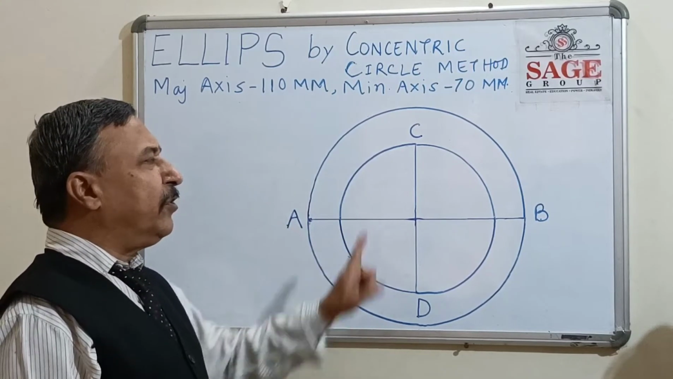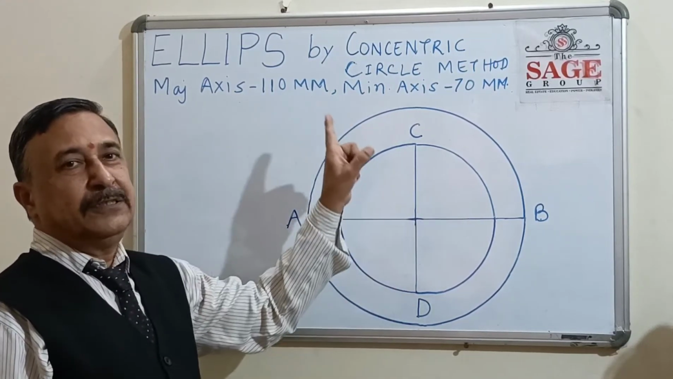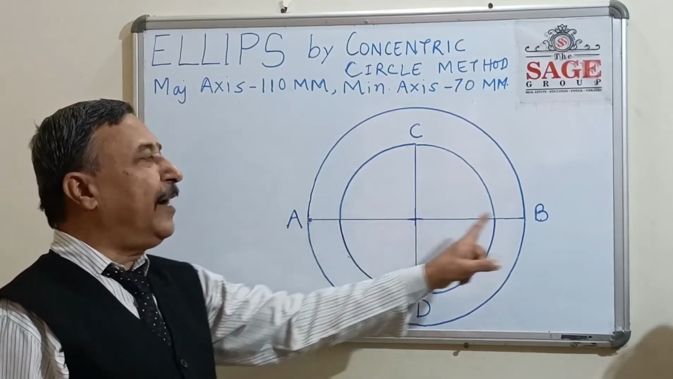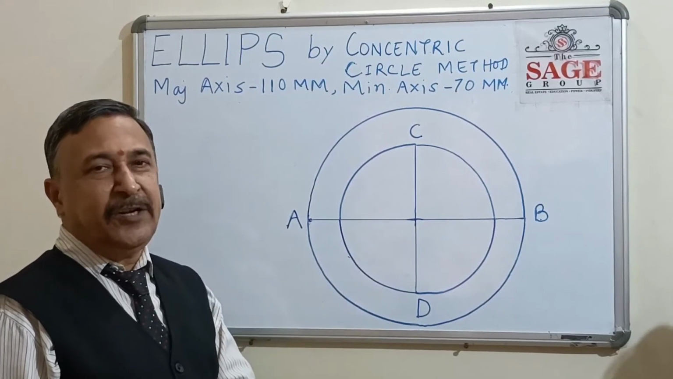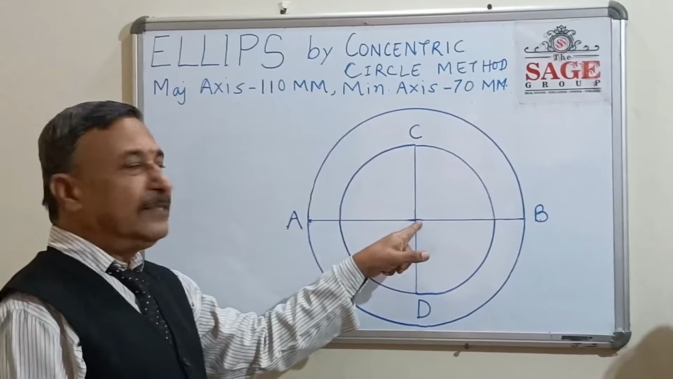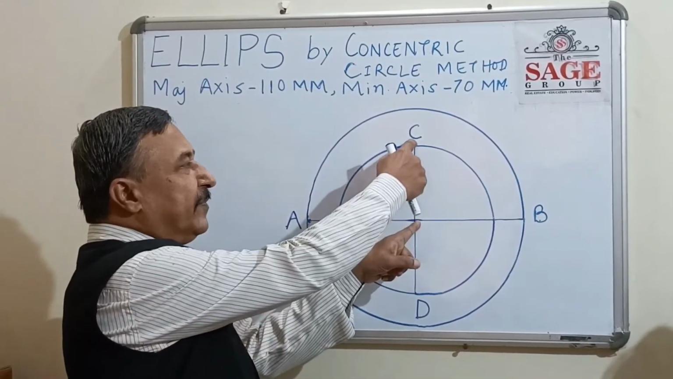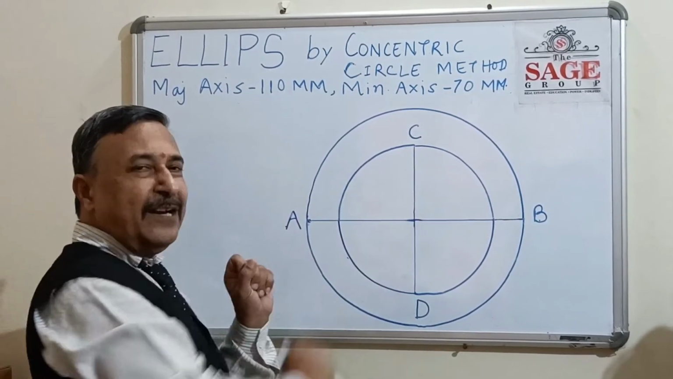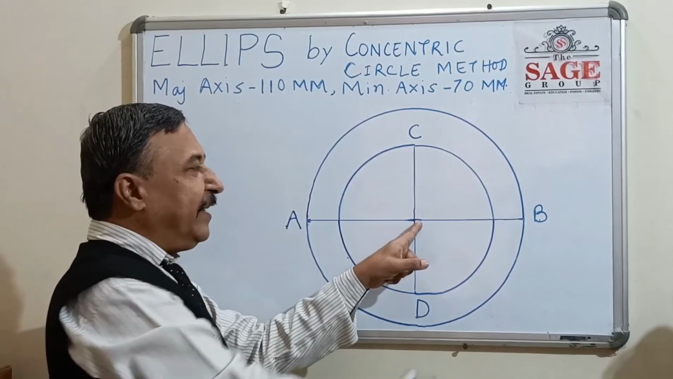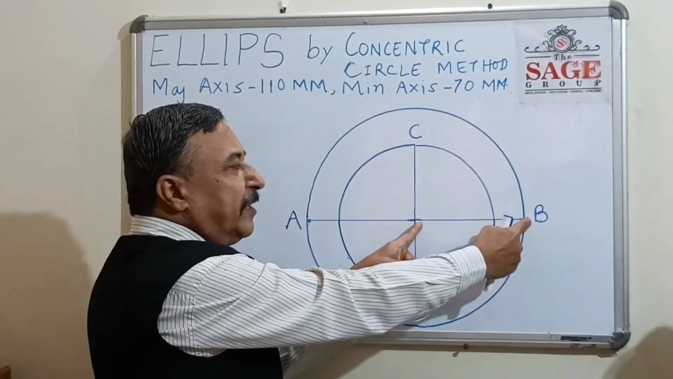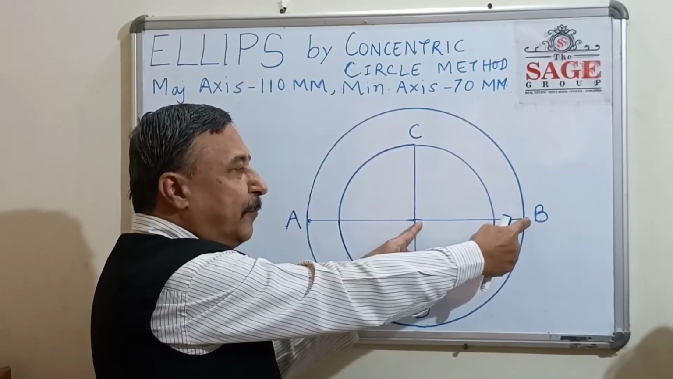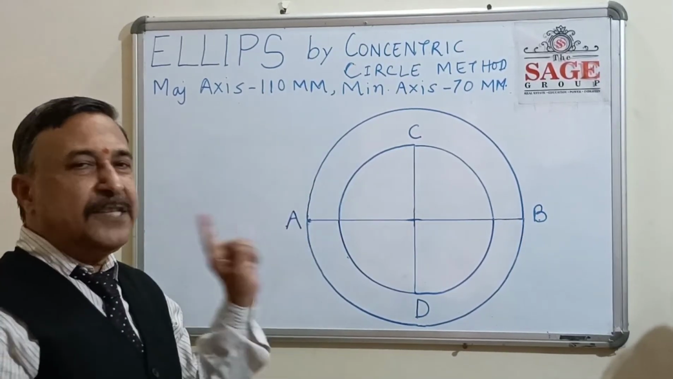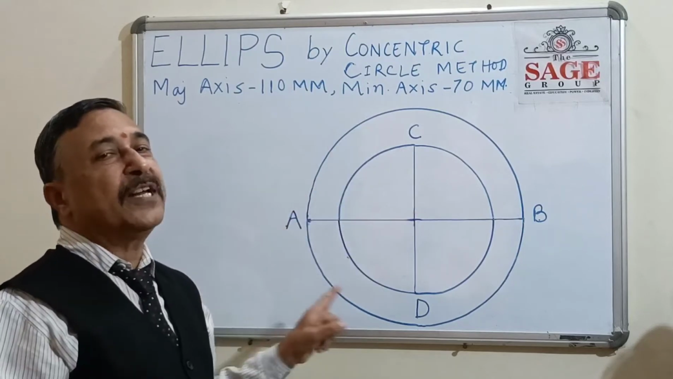Now we have to draw two circles having diameters equal to the minor axis and the major axis. You can easily draw them. Take the center and a radius of half the minor axis, that is up to C, and complete one circle. Then with the same center and a radius equal to half the major axis, up to B, make another circle. So first we have to draw these two circles.